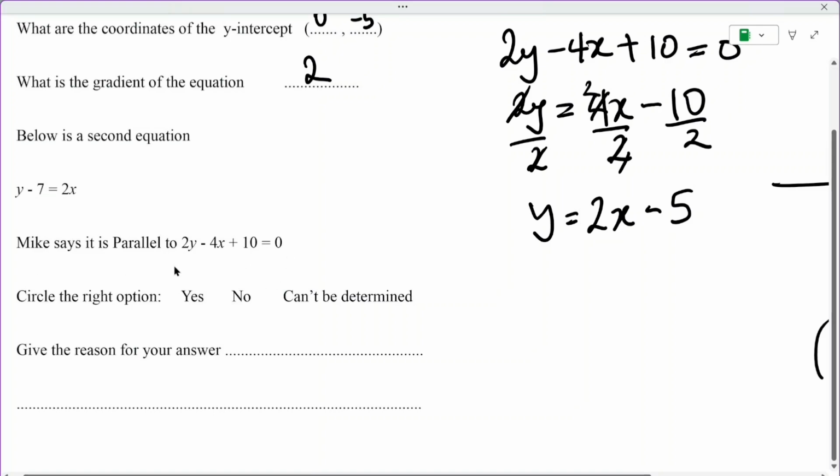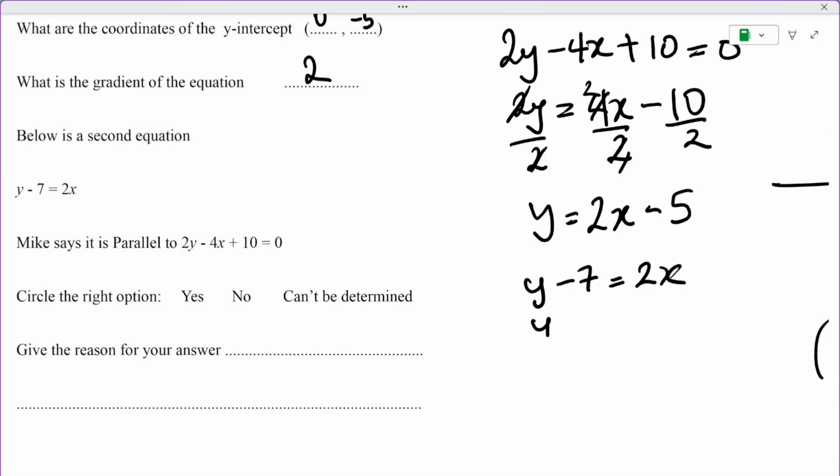Now, how do you determine if two equations are parallel without actually drawing it on a Cartesian plane, that's on an x and y plane? Now, what you can use to determine if they are parallel is if they have the same gradient. And we know the gradient of the first equation is 2. We need to find the gradient of the second equation. And before we can do that, we have to make the equation standard. That we have y minus 7 equals 2x.